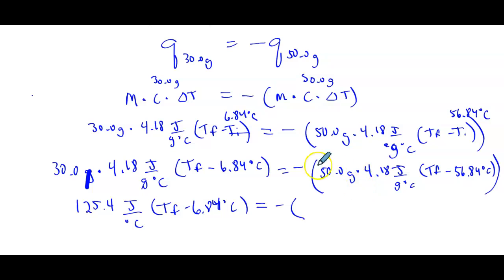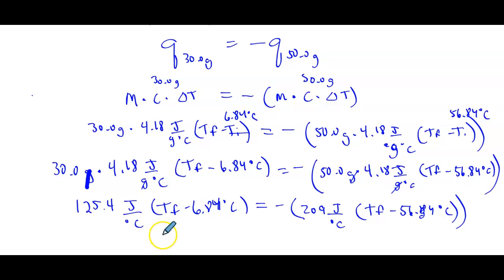I still have this. I'm going to multiply that first piece in front too, so 50 times 4.18. I left my negative out here. I'm going to leave that out there until I need it. So 209, again, grams would have canceled, joules over degrees Celsius. Still have TF minus 56.84 degrees Celsius.